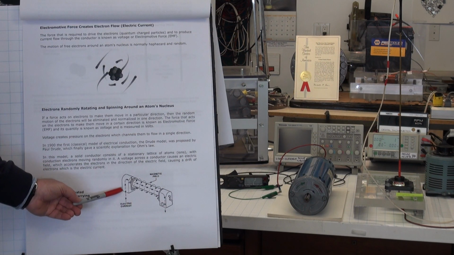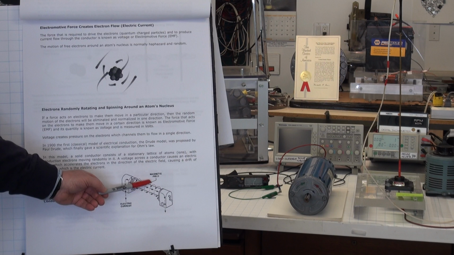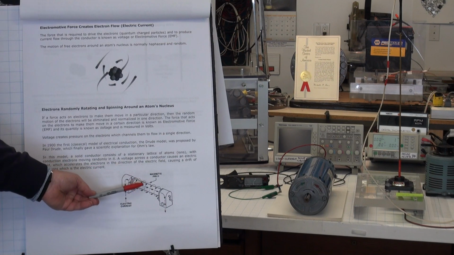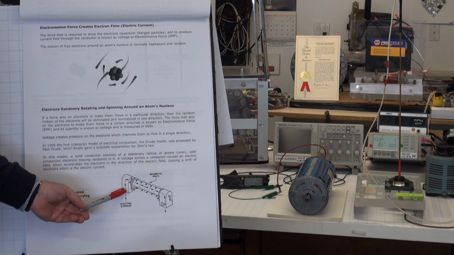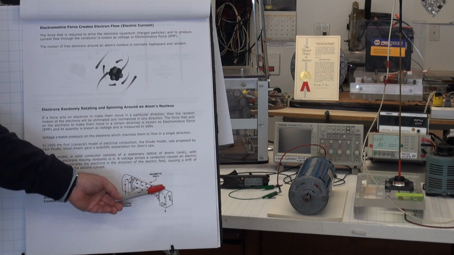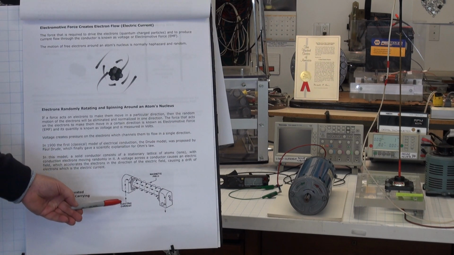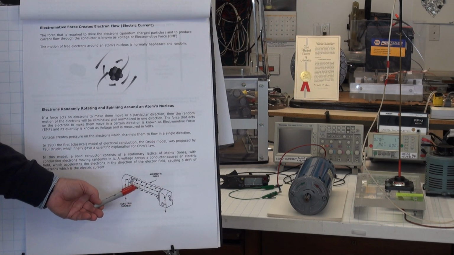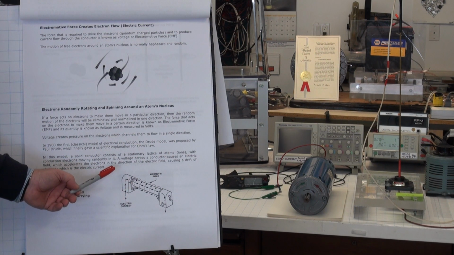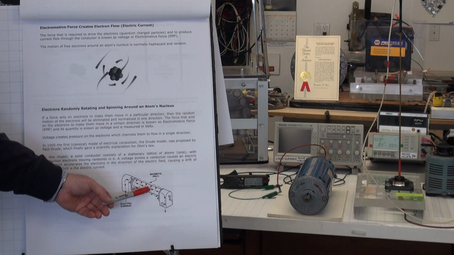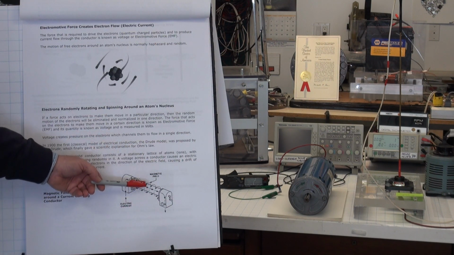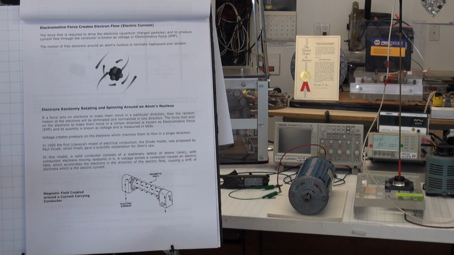So again, when electric current flows in a current-bearing conductor, a magnetic field is produced around the conductor. When electrons, which create a magnetic field, flow in a current-bearing conductor, that magnetic field is externalized around the conductor.